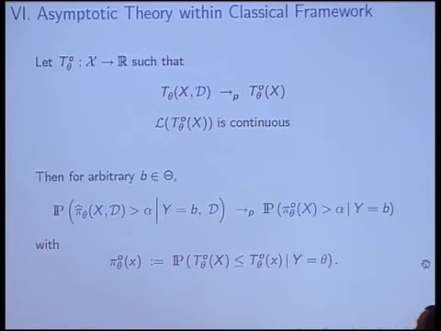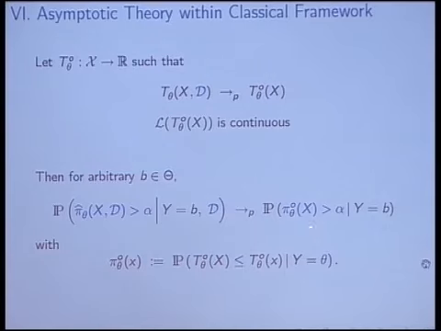Then you can conclude that for arbitrary class labels beta and arbitrary theta, the probability that our permutation type p-value is greater than alpha, given that the true class is beta and given the training data, this conditional probability converges in probability to this limiting probability here.